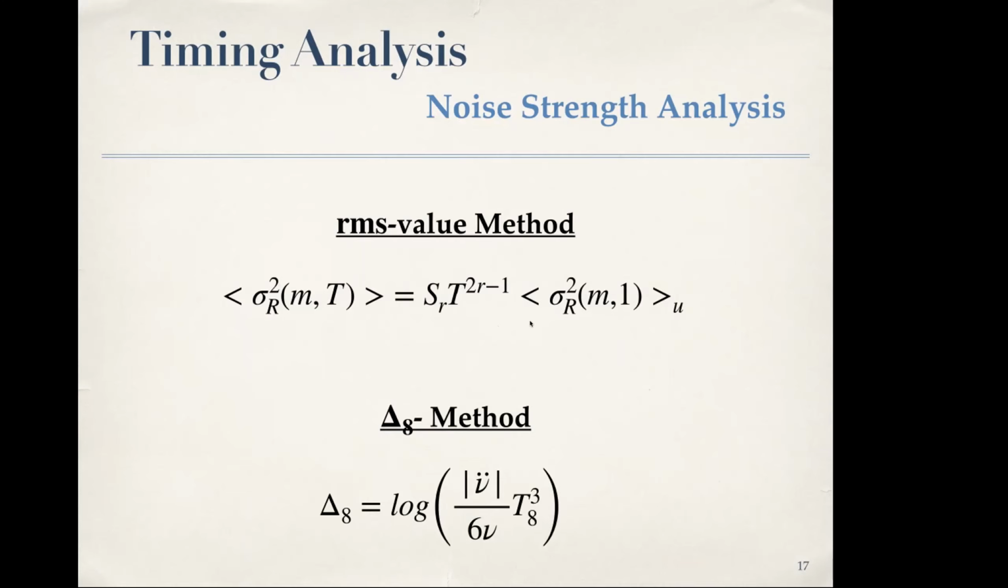On the other hand, the delta 8 method calculates the noise strength using the nu and nu double dot values of a pulsar for a fixed time interval. Note that the time span of 10^8 seconds here has no specific purpose, but rather is the average time interval of the observations of the sources. This approach is very model dependent. However, several papers have shown that this method gives a rough estimate of the timing noise of isolated pulsars.